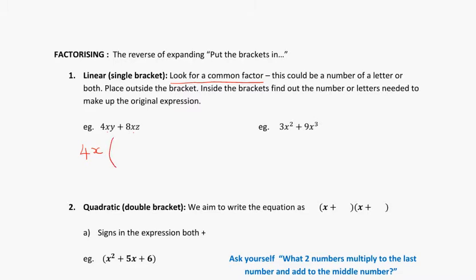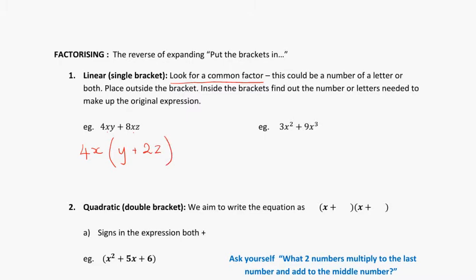So put your bracket in and you ask yourself, what do I multiply 4x by to get 4xy? So I need a y. There it is there. Plus, what do I multiply 4x by to get 8xz? Now I need a 2 to make that, 4 times 2 is 8. I've already got an x, so I don't need that. And I need a z.